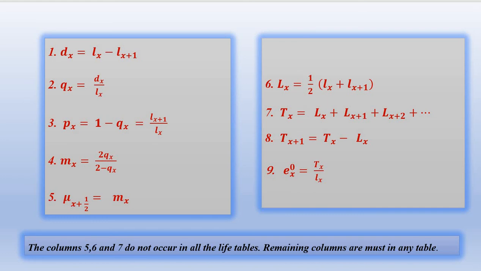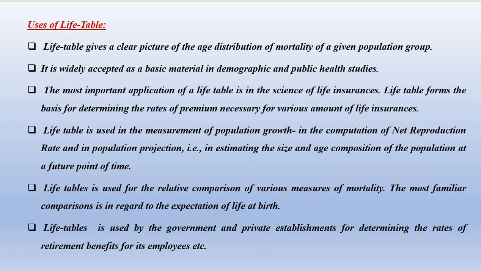So here the columns 5, 6 and 7 do not occur in all the life tables. The remaining columns are a must in any life table.